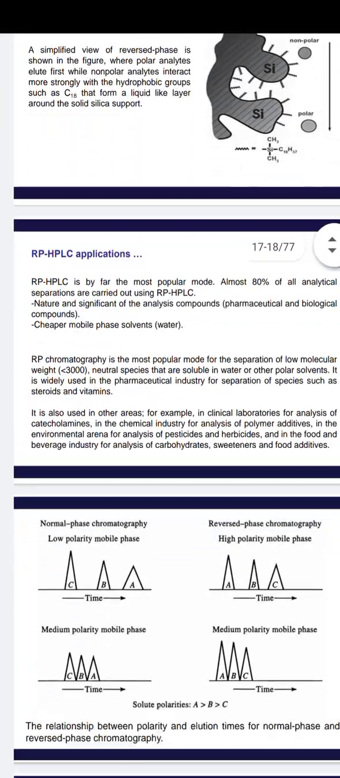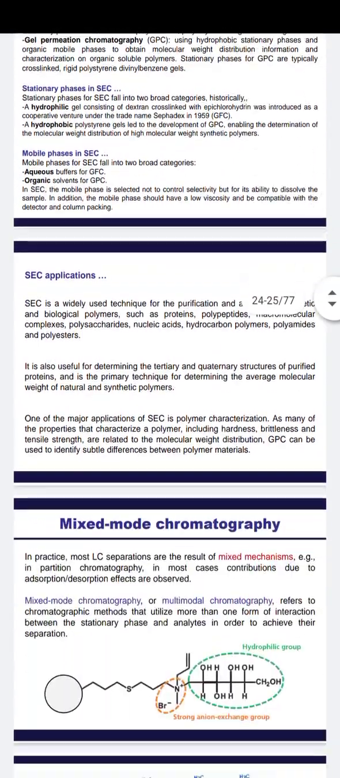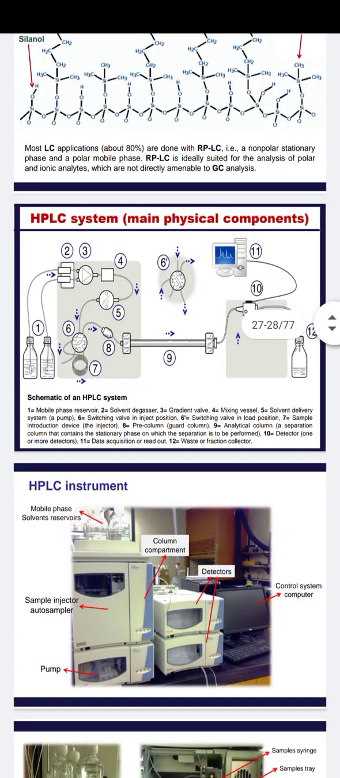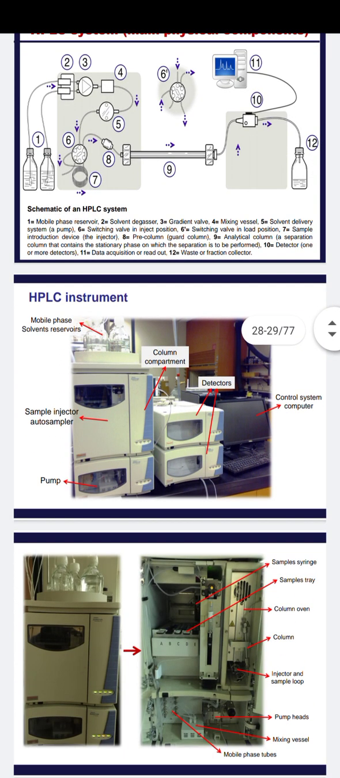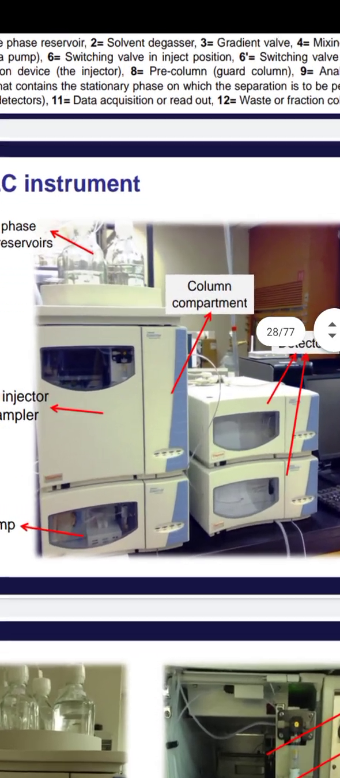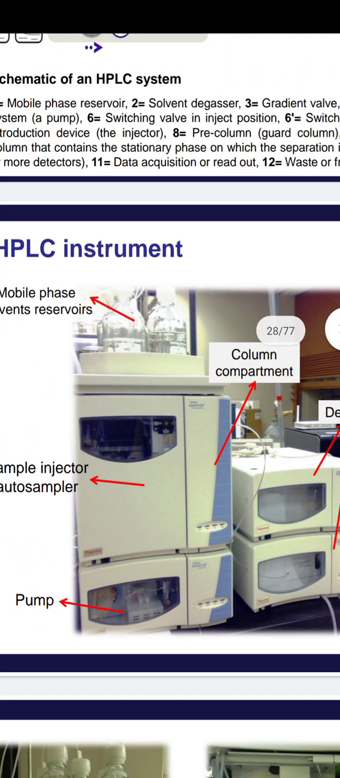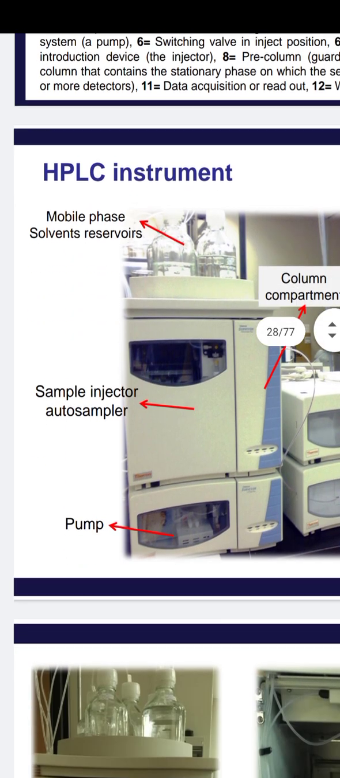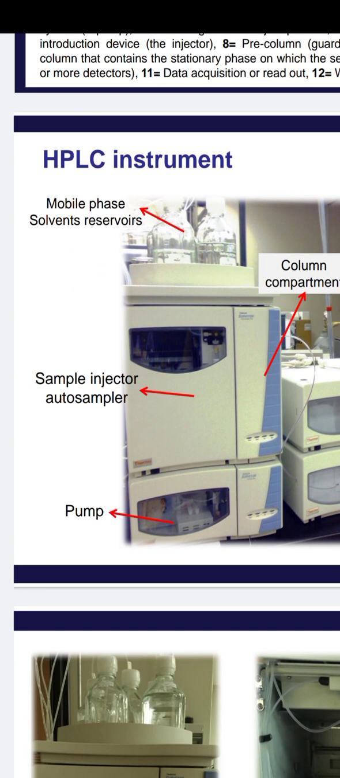This is not for your syllabus, but let us see the different instruments used in HPLC. You see here the HPLC system, the main physical components, a schematic of an HPLC system. This is an HPLC instrument. The mobile phase solvent reservoir is kept on the upper side in the bottle shaped structure, and below that the machine is there. This is the setup of HPLC.